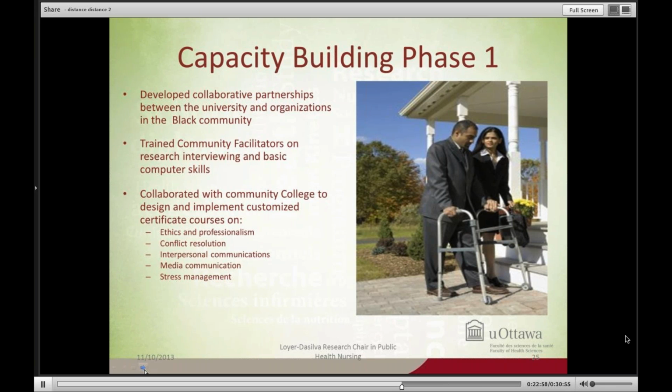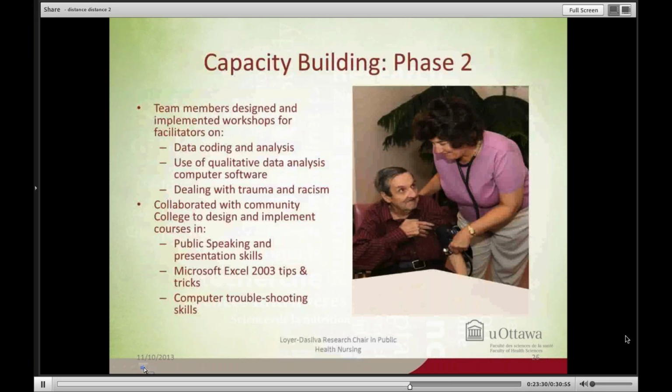We knew we could not provide those courses ourselves, and so we collaborated with a local community college to design and implement customized certificate programs. So people got certificates in ethics and professionalism, conflict resolution, interpersonal communication, media communication, stress management. It was interesting because we saw the community facilitators just blossom in terms of their professional growth right before us as they went through these courses. They were also very happy because we actually provided them with certificates to show their new skills and accomplishment.